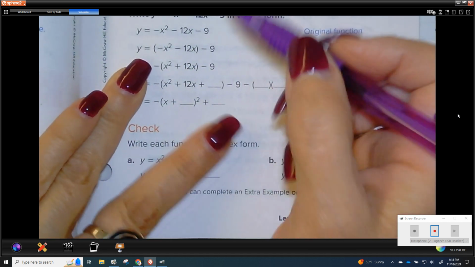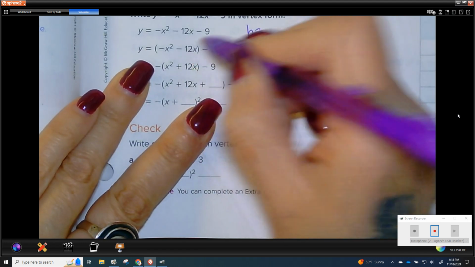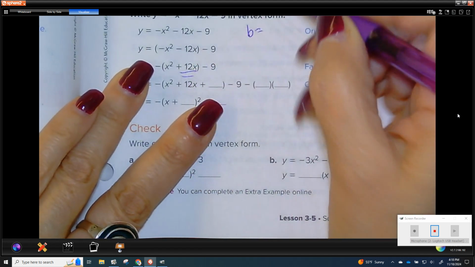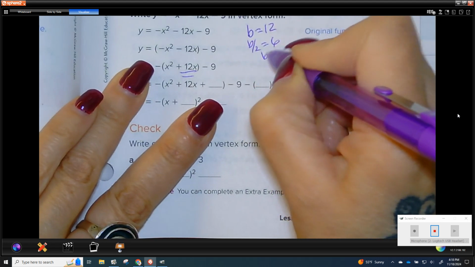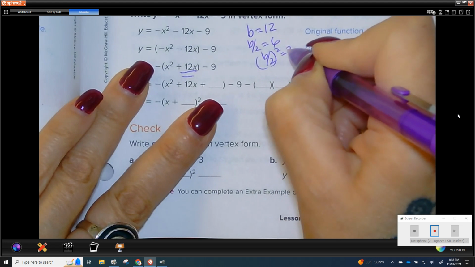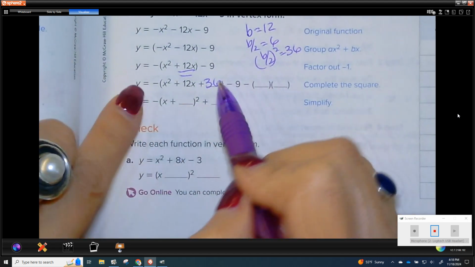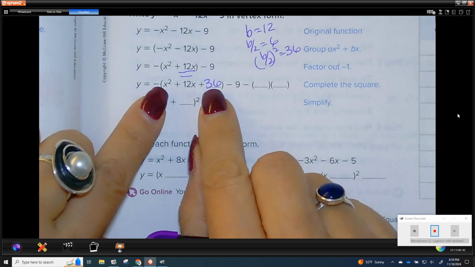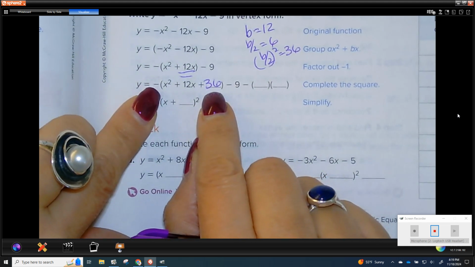So my b is 12. I'm using this one after we factor it out. Half of b is 6. Half of b squared is 36. So we're going to add 36. But remember, we're adding not only 36, we're adding this negative. So we're adding a negative 36.